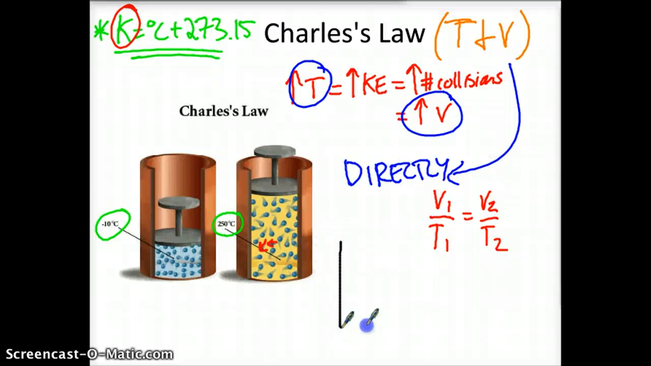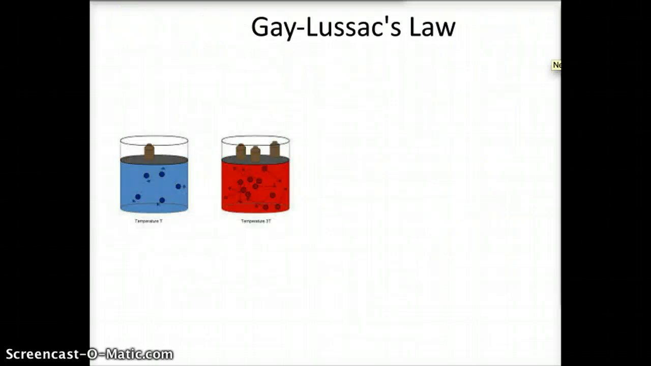Graphically, what would this look like? If things are directly related and we plot volume versus temperature, we're going to get a graph that looks like this. Moving up as temperature increases, we can see volume increases as well. Last but not least, Gay-Lussac's law. Gay-Lussac's law is the relationship between temperature and pressure.